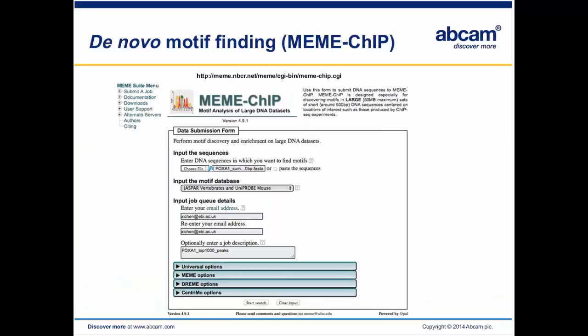Now, go to the MEME-ChIP website using the address at the top of the slide. The options here are pretty much self-explanatory. In the input, choose the FASTA file you just downloaded. Then enter your email address and give a job name. The default setting is always a good starting point, so you just simply click Start Search. Then you will receive an email with a link to retrieve the results.